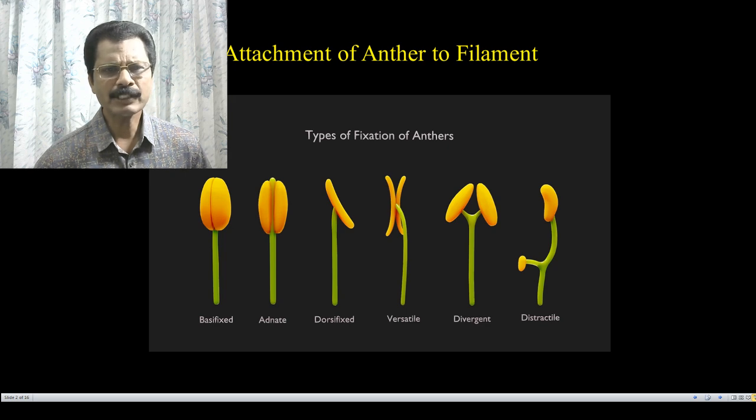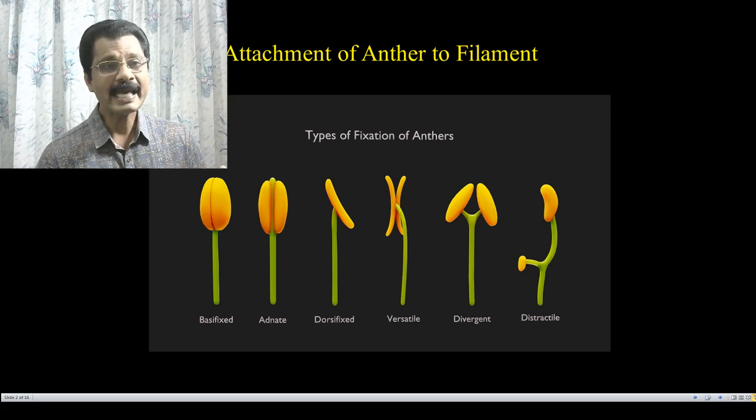Sometimes the filament is attached to the middle of the anther lobes so that the anther lobes can freely swing in the air. And this type of anthers you can see in the case of anemophilous flowers. Anemophilous flowers means the pollination takes place through the agent of wind. And such a type of attachment we call versatile anther, so that a small breeze can freely swing the anther lobes and the pollen grains are liberated.